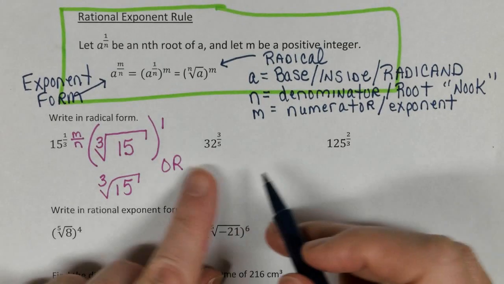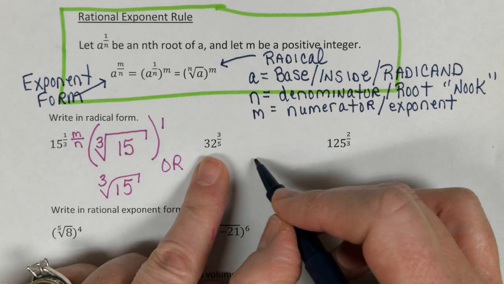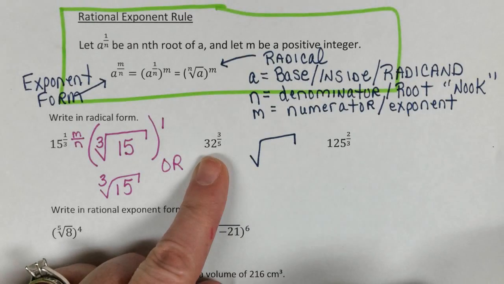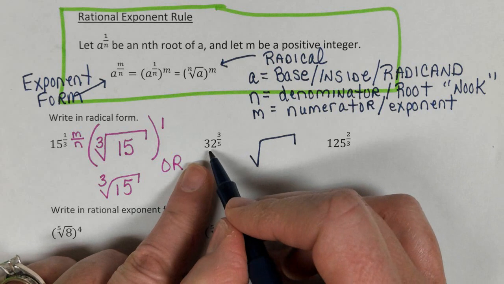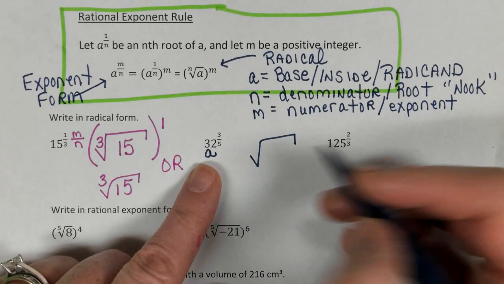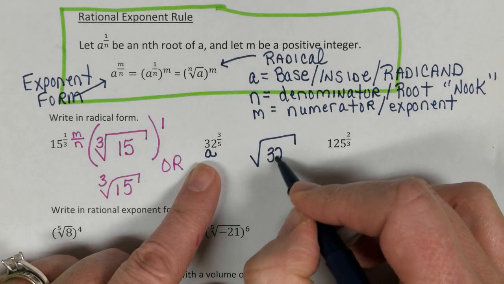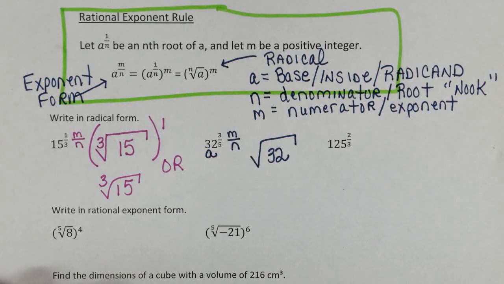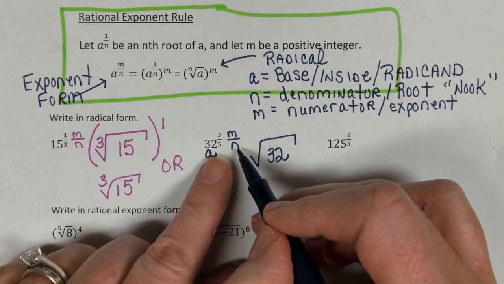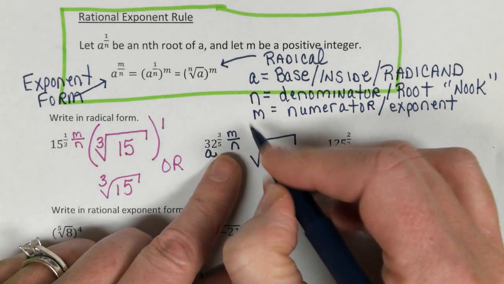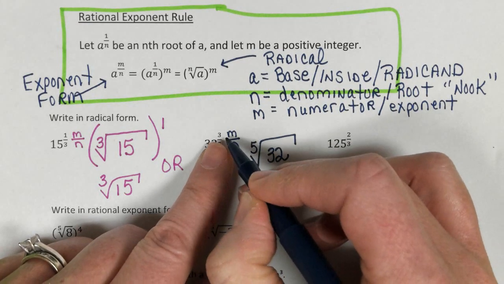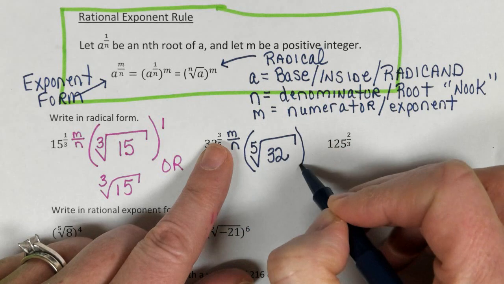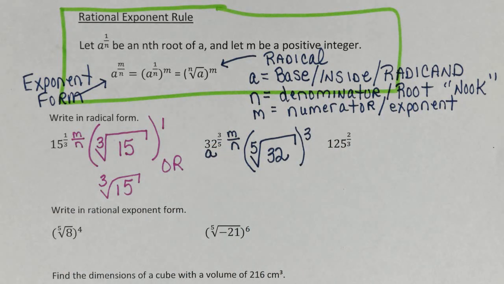Okay? Okay, let's look at the next one. So again, I'm going to draw my radical sign. This is my a value, so it goes inside. My fraction is m over n. The 5 goes in the nook. The 3 is my exponent. And that's it. That's radical form.